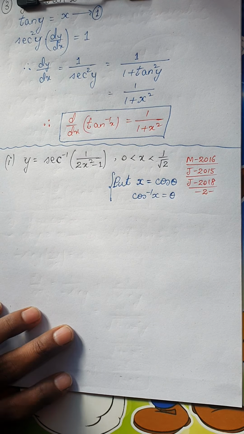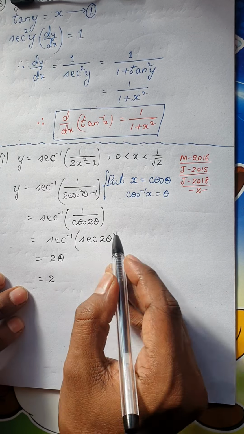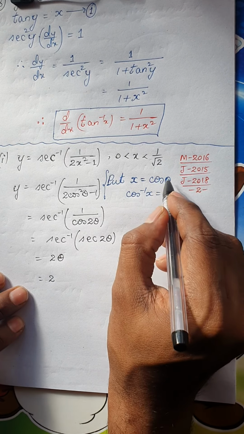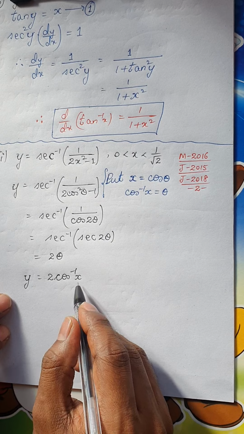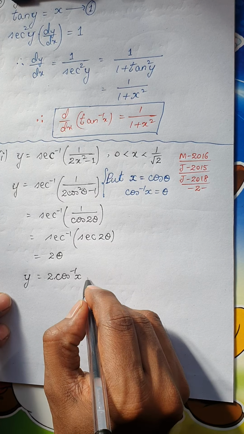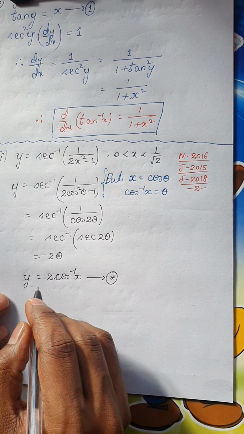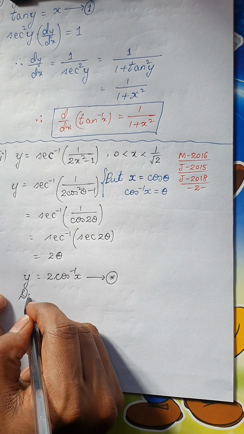Okay, so this is nothing but, remember, 2 times, what is theta from here? From substitution I will get theta is cos inverse x. So remember, I have not differentiated this yet. I have just got it to simplified form, and now it is very easy for me to differentiate. Okay, you can consider this equation as star. Now you have to differentiate now.